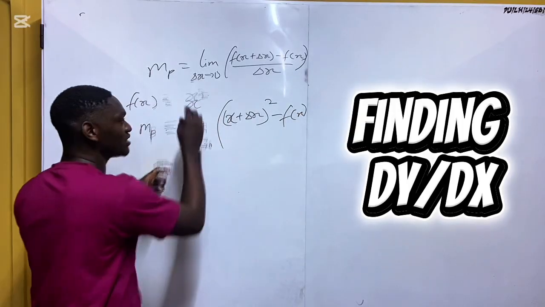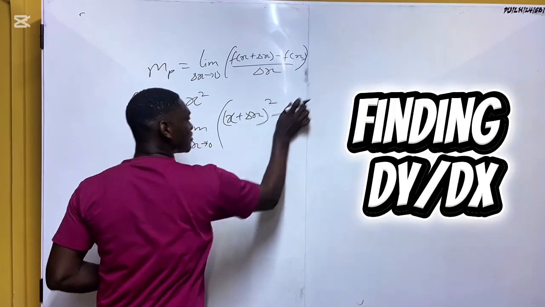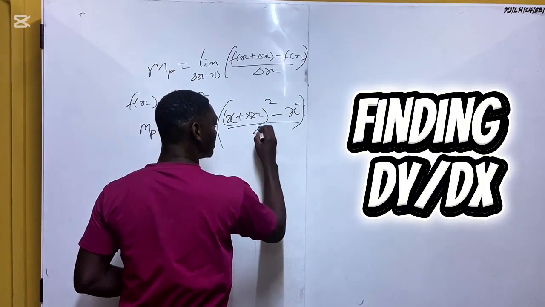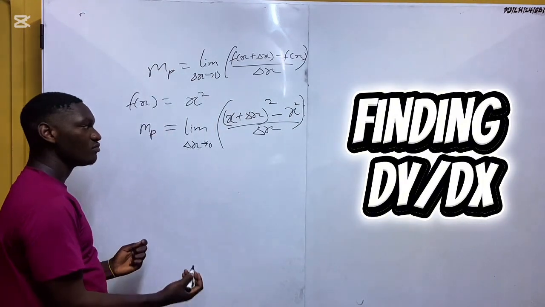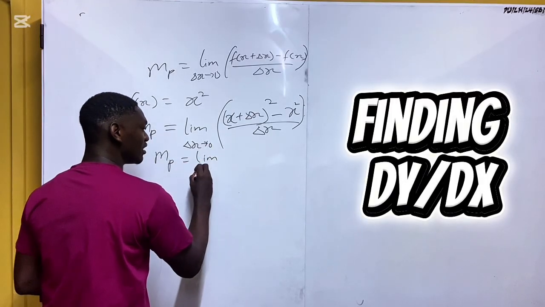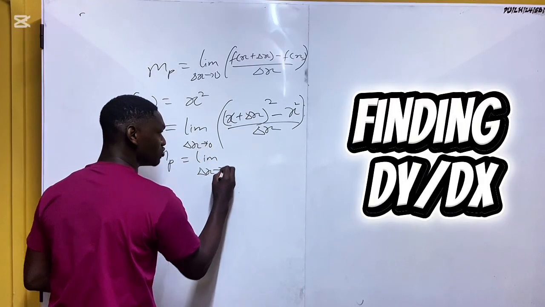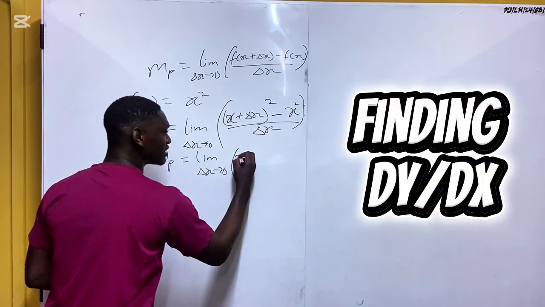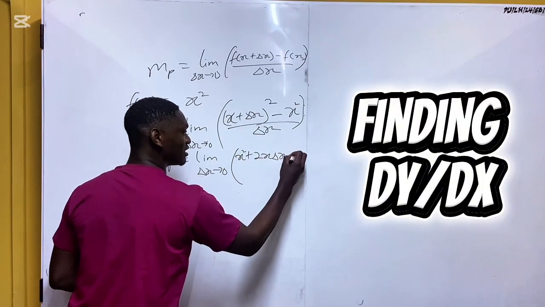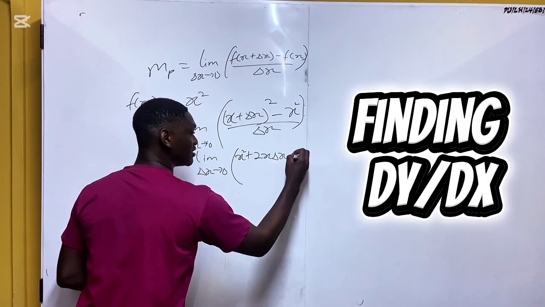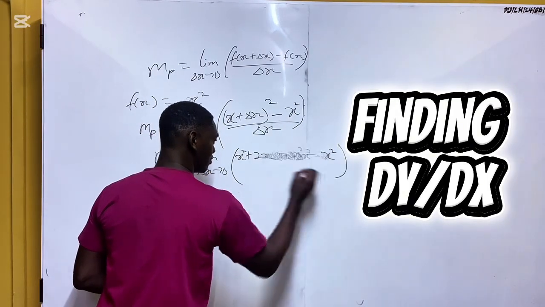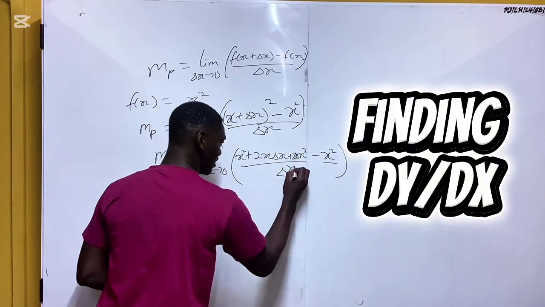But our f of x is x squared. So we replace this with x squared all over change in x. So the gradient function at any point is the limit as the change in x is approaching 0 of this. This gives us x squared plus 2x change in x plus change in x squared, minus x squared, all over change in x.